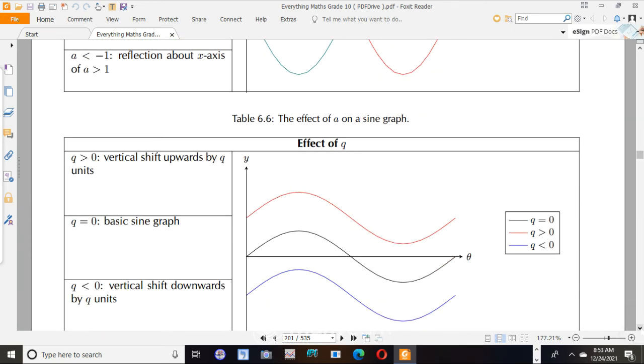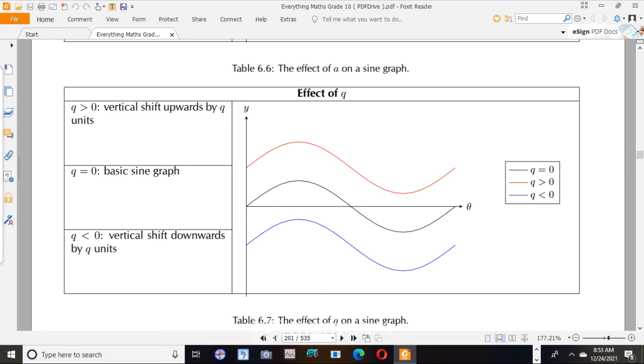The effect of q. For q greater than 0, the vertical shift is upward by q units. For example, if q is equal to 0, it oscillates on the x-axis. But when q is greater than 0, the whole graph will shift up, and when q is less than 0, it shifts down.